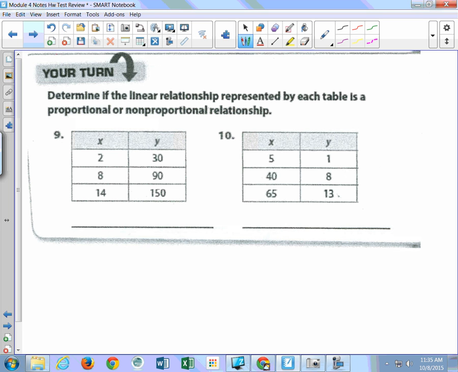Determine if the linear relationship represented by each table is a proportional or non-proportional relationship. So now we have tables. So we need to see if our y over x is constant. So this is 30 over 2, 90 over 8, 150 over 14. So this is 15. This equals 11.25, and this equals 10.71. So are they constant? Are they the same? No. Well, this is non-proportional.